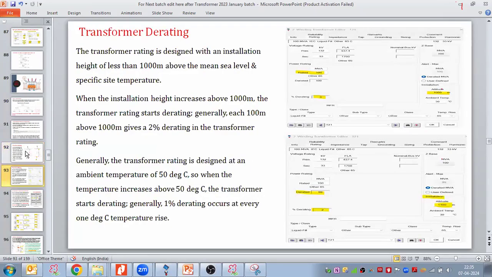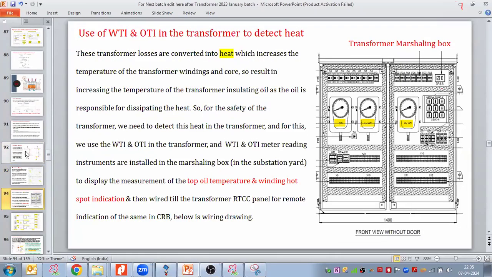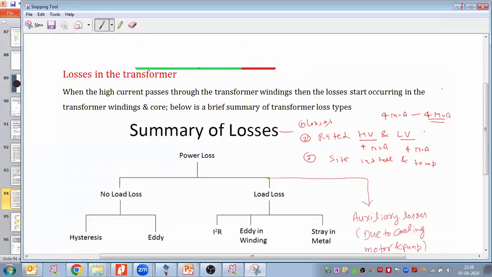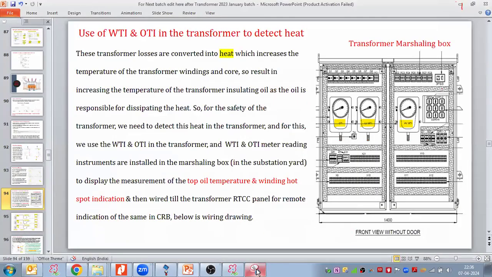Now coming to the fourth point, that when these losses occur in the transformer, these losses generate heat inside the transformer, and that heat will come on the transformer winding. And once the heat comes on the transformer winding, then winding loading capacity will decrease. So due to that reason, we have to provide the cooling, and we have to sense or measure what is my temperature increase inside the transformer.